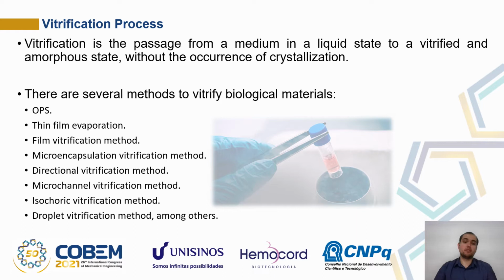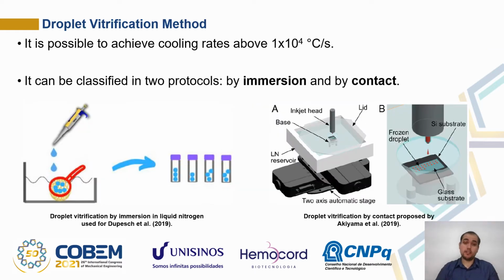There are several methods to vitrify biological materials, for example, OPS, film evaporation, film vitrification, microchannel, directional freezing, and the droplet vitrification method that was used in this work. This method is widely used because of the simplicity of the process, with high cooling rates and sample viability, where it's possible to achieve cooling rates above 10,000 Celsius degrees per second, depending on the droplet volume.